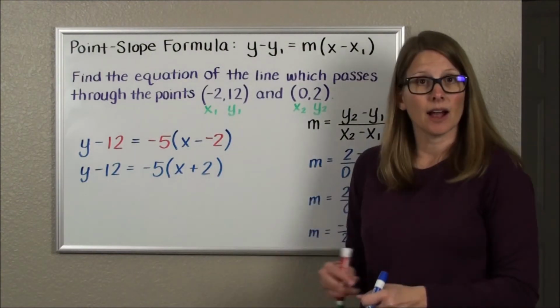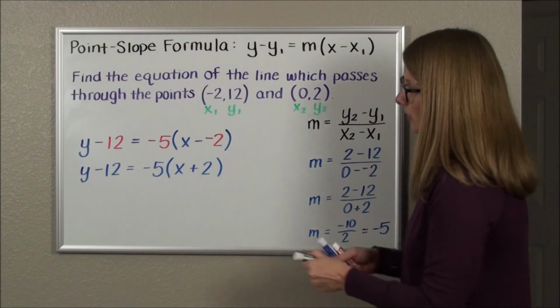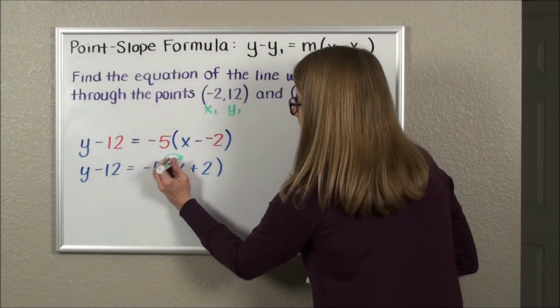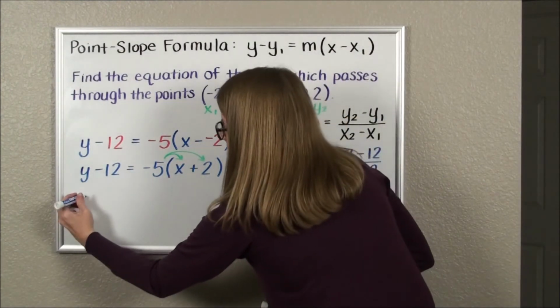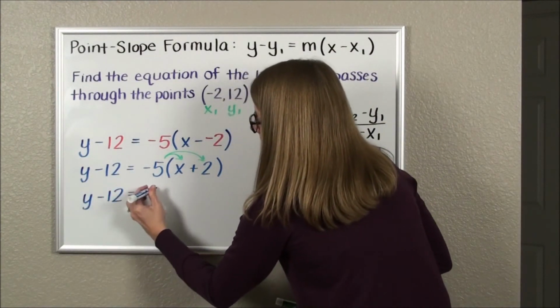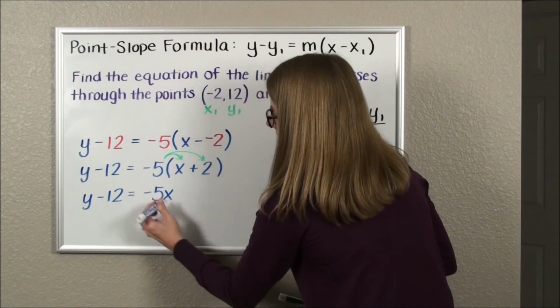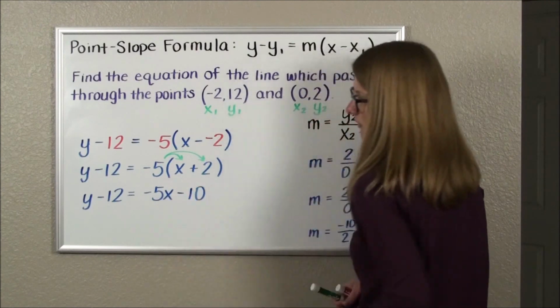So let's keep working on this equation. Let's clean it up a little bit, get it in that slope-intercept form. We want to first release things from parentheses, so let's get rid of parentheses by distributing. We'll then have y minus 12 on the left still. On the right, we'll have negative 5 times x, which is negative 5x. We'll have negative 5 times positive 2, which is negative 10.